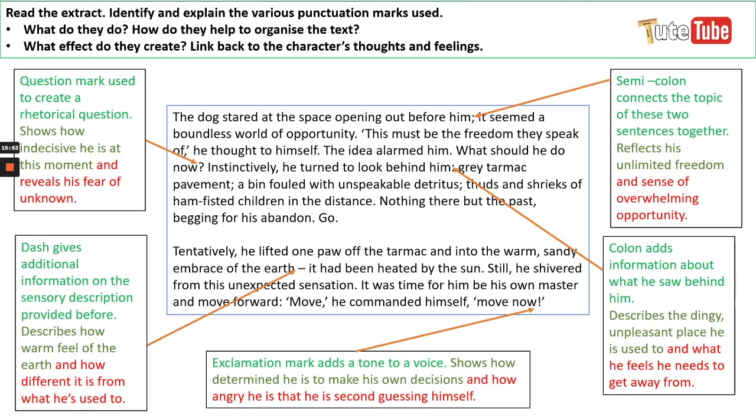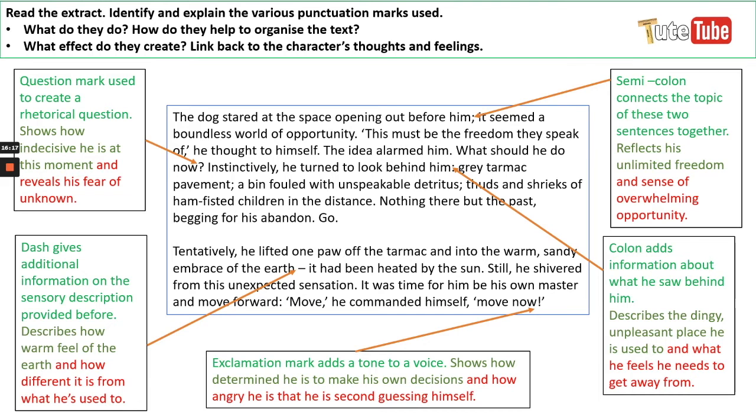Okay, so here's some examples of what I've found. You've probably found more. So I've looked at the semicolon. I said it connects the topic of these two sentences together. It reflects his unlimited freedom and sense of overwhelming opportunity. I've looked at the colon, which adds information about what he saw behind him, describes the dingy, unpleasant place he is used to and what he feels he needs to get away from.